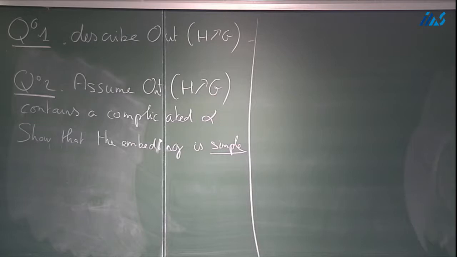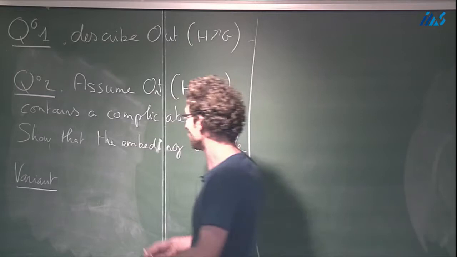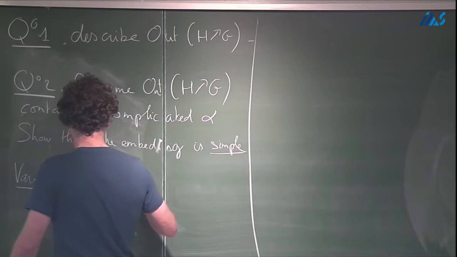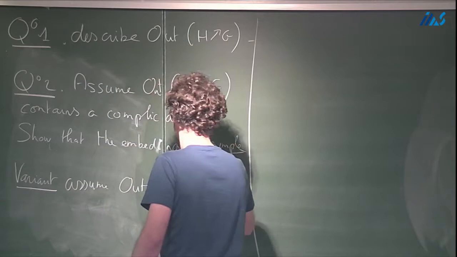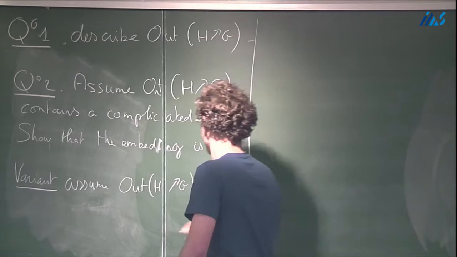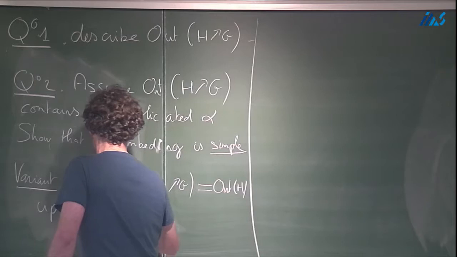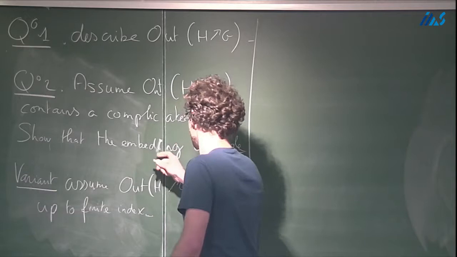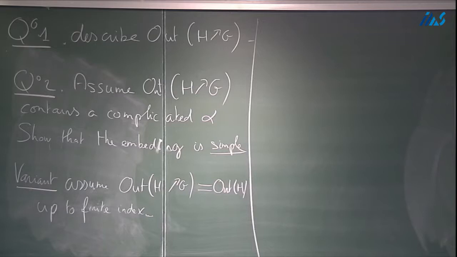So that's the topic. A variant could be: assume that all automorphisms extend, or maybe all of them up to finite index. So then the most complicated ones do extend. Say something of the embedding in this case. All right? So that's what I'm going to talk about.